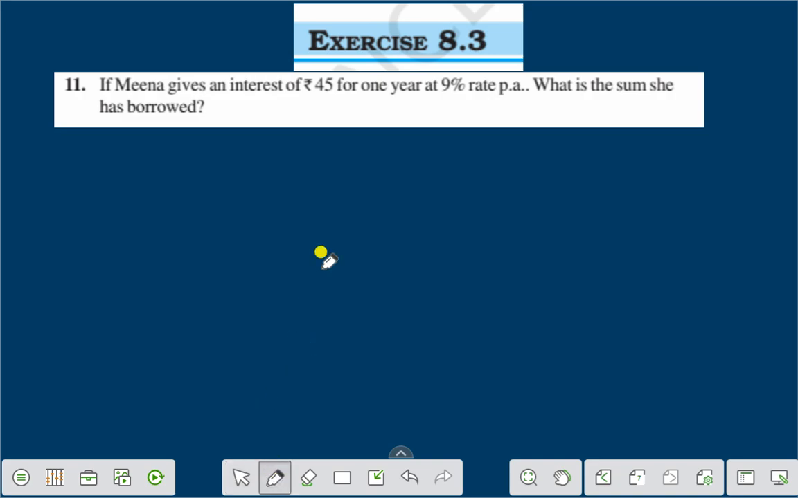Hello everyone. Today I shall discuss exercise 8.3 question number 11. If Meena gives an interest of rupees 45 for 1 year at the rate of 9% per annum, what is the sum she has borrowed? That means you have to find the principal.